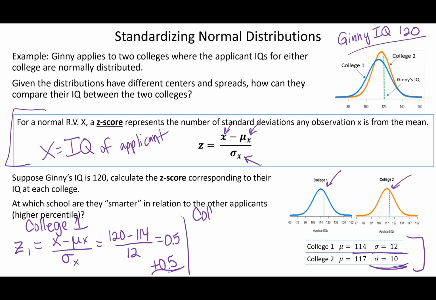So college 2, we're going to do the same setup. I'm going to call it Z2 because it's the second one. So x minus mu of x over sigma. Their IQ is still 120, but now we're focusing on college 2, so the average at college 2 is 117, divided by 10. So we'll get 3 over 10, or 0.3.